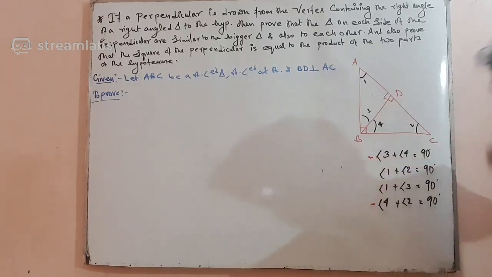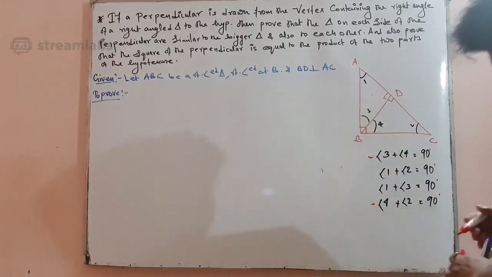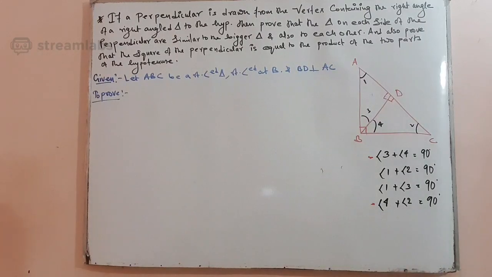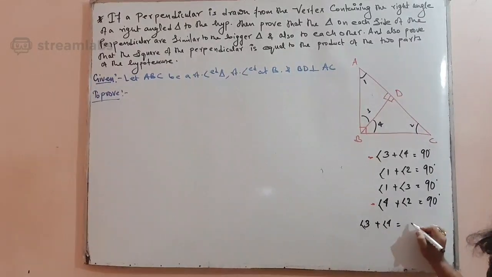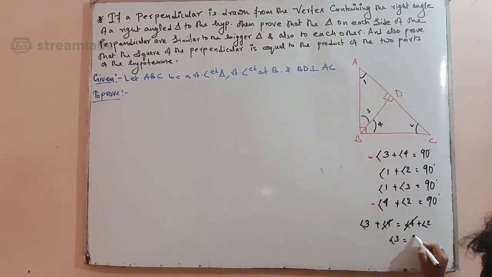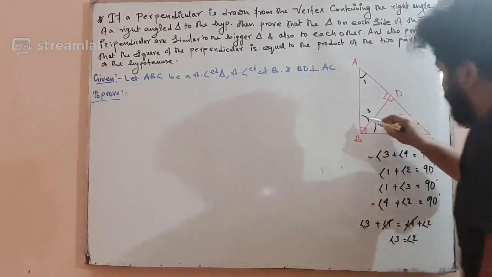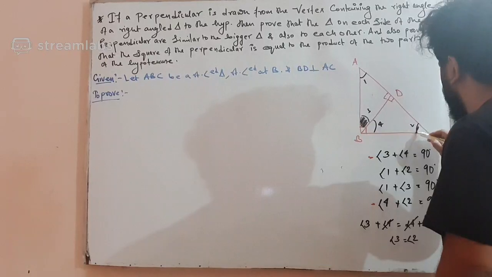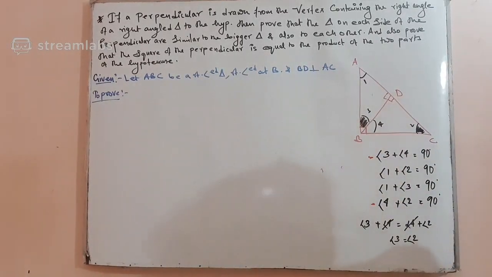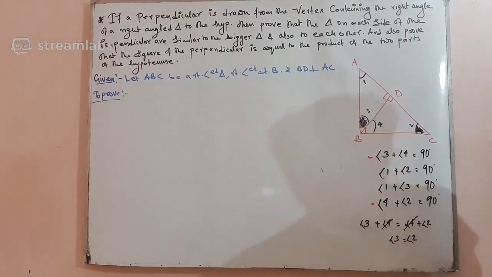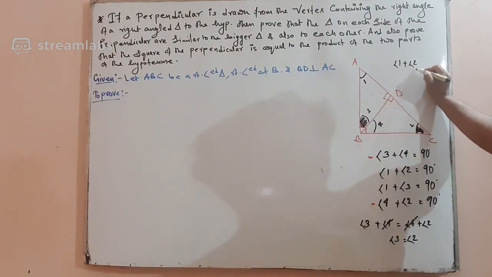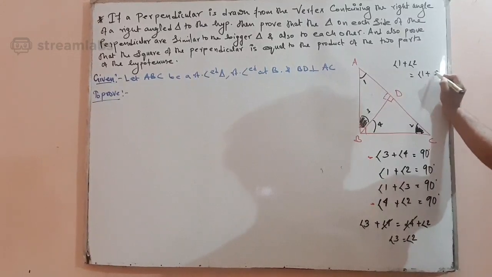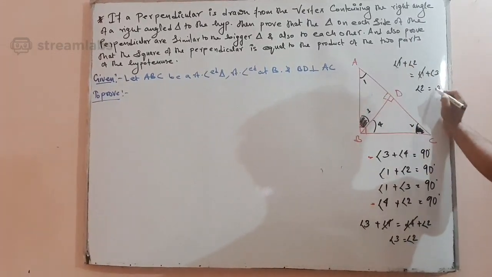Now, if you compare these two equations, let us compare. Then what you will find is that angle 3 plus 4 is equal to angle 4 plus 2. So 4 can be cancelled out. So angle 3 is actually equal to angle 2. So remember that this angle 3 is equal to this angle 2. And again, if you compare the remaining two equations, angle 1 plus 2 equals 90, angle 1 plus 3 equals 90. So angle 1 plus 2 is equal to angle 1 plus 3. So this cancels. So angle 2 is equal to angle 3.